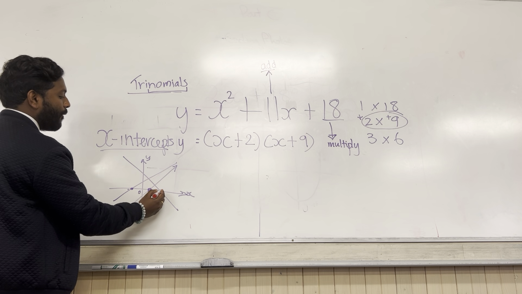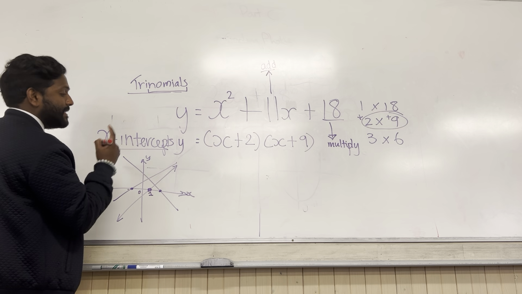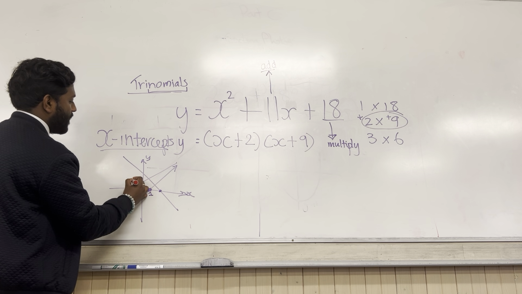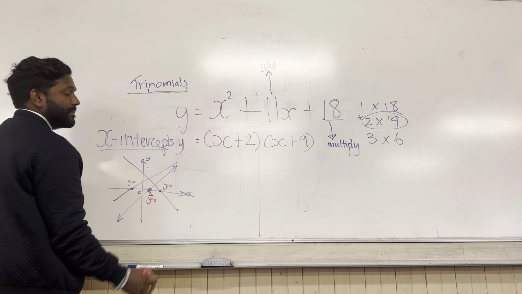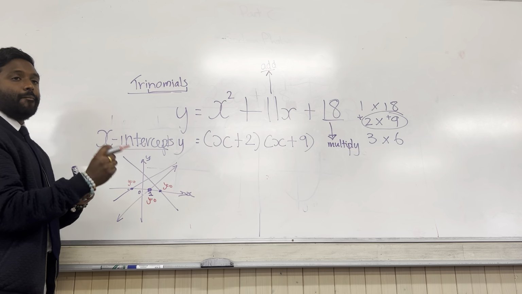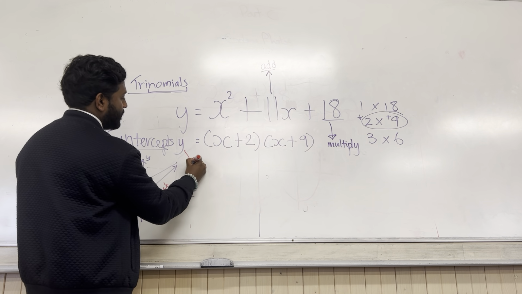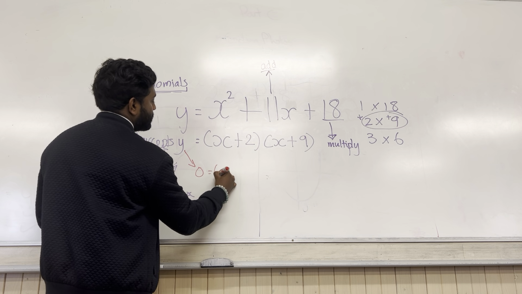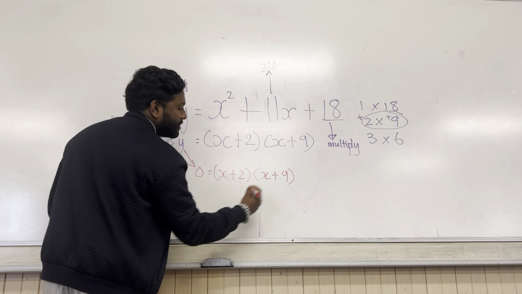What's the value of y at this point, and this point? 0. So y is equal to 0 here, y is equal to 0 here, y is equal to 0. So essentially, to find any x-intercept, what do you make y equal to? 0. So this guy over here becomes 0. So you've got x plus 2, x plus 9.